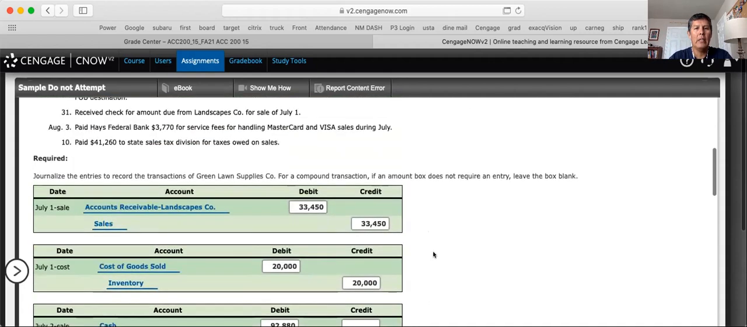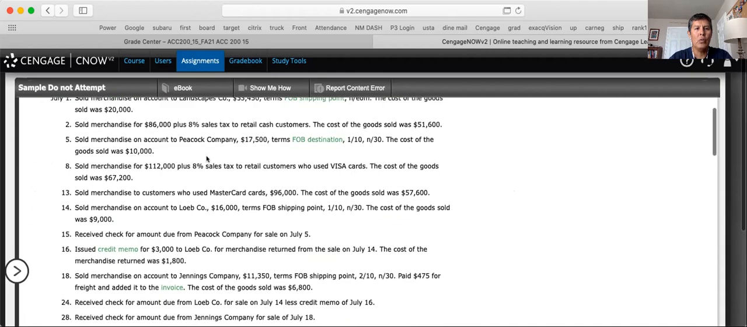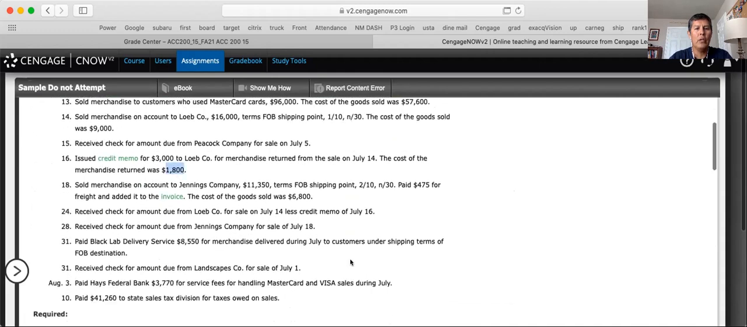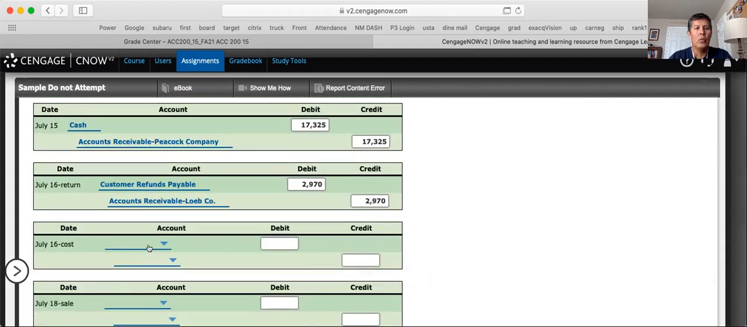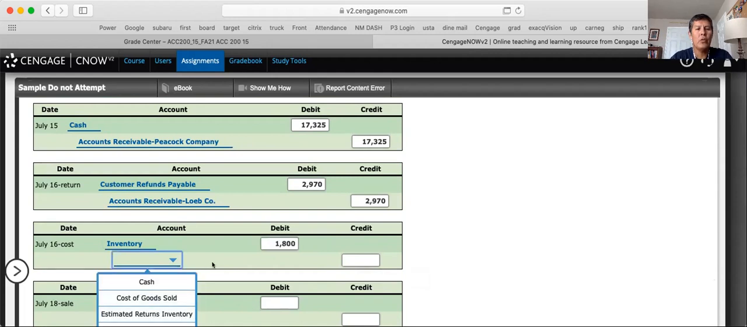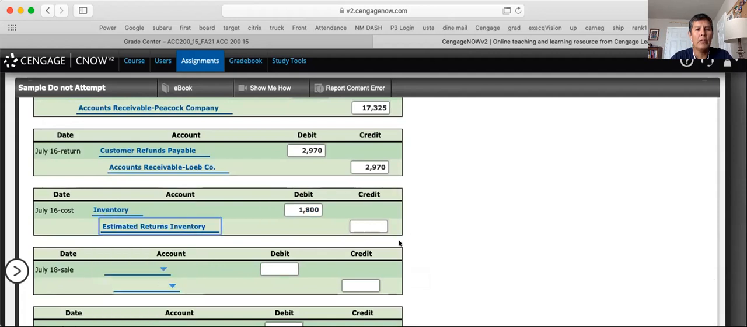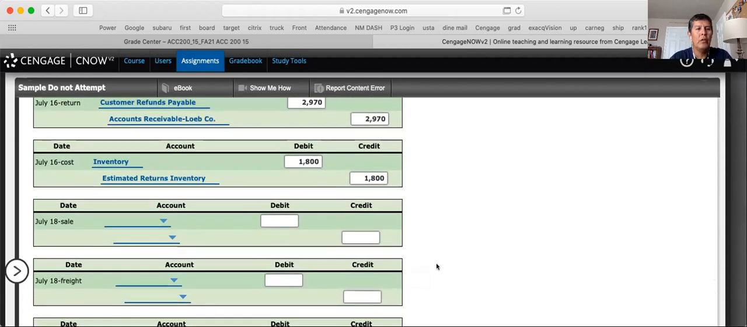Remember, we had a cost of goods for that particular item, so we've got to see what that amount is. 1,800. We've got to record that transaction as well. So we have to do inventory because what we're doing is putting it back into our inventory because it's back with us. Does that make sense? They gave it back to me. So we're putting it back in our inventory, $1,800. Now, estimated returns inventory is where it's going to go. Estimated returns inventory, that'll be 1,800. All right, so now we can move on to July 18.